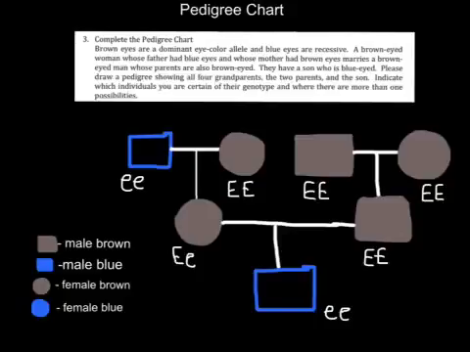Now, because the blue eyes are recessive, they consist of lowercase letters, which means recessive genes. And the brown consists of capital letters because the capital letters mean dominant genes.